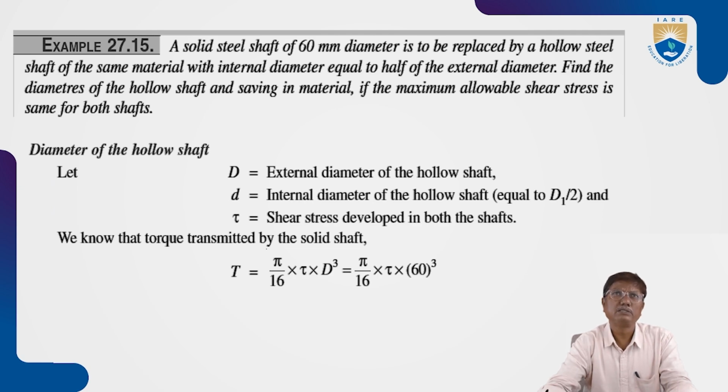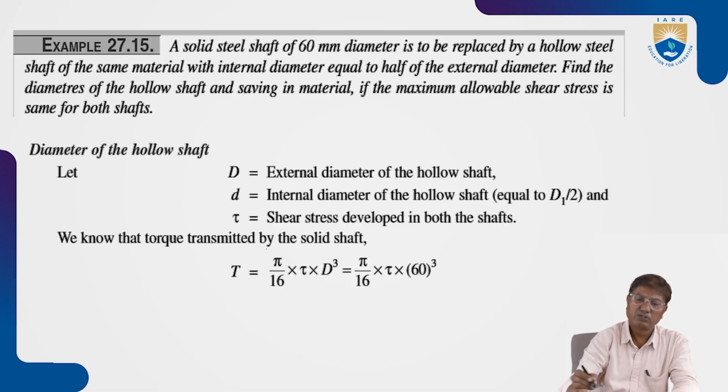A steel solid shaft of 60 mm dia is to be replaced by a hollow steel shaft of the same material with internal diameter equal to half of the external diameter. Find the diameters of the hollow shaft and the saving in material if the maximum allowable shear stress is the same for both the shafts.